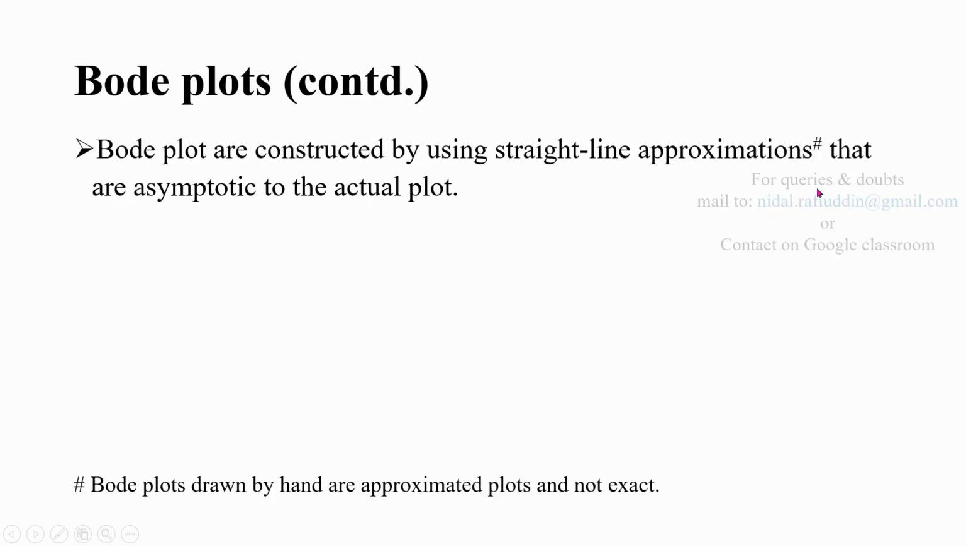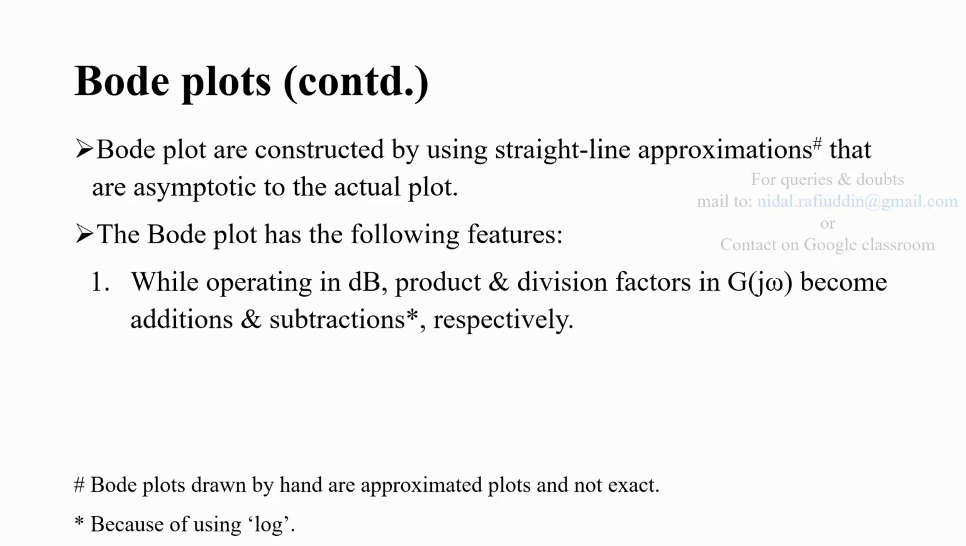So by using straight line approximations that are asymptotic to the actual plots, which means that if you draw the Bode plot by hand, you'll obtain straight lines which are nothing but the asymptotes to the actual plot if you draw those actual plots using software like MATLAB. The Bode plot has the following features. Number one is that while operating in decibels, product and division factors in G(jω) become additions and subtractions.